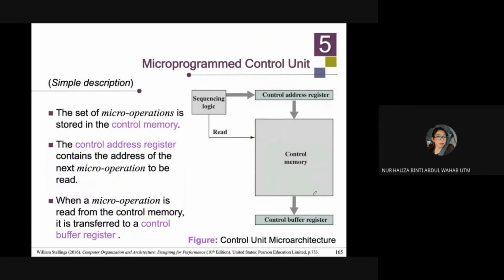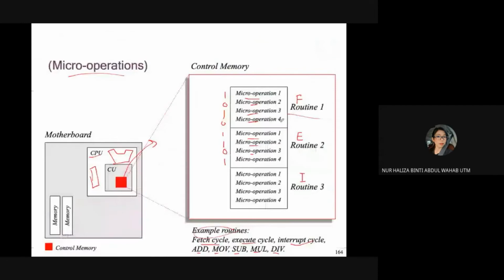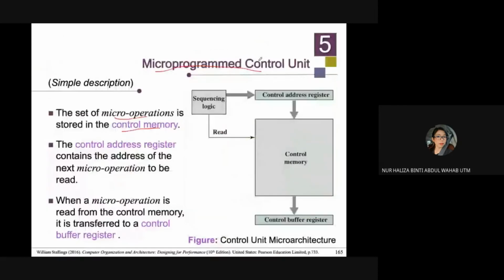Now you're going to see your microprogram control unit. You're going to go deeper and deeper. You cannot basically see it in real life, for example when you are using Visual Studio, you cannot see what is happening inside. So a simple description: the set of micro operations is stored in your control memory. Same goes here, you're going to store your micro operations inside your control memory.